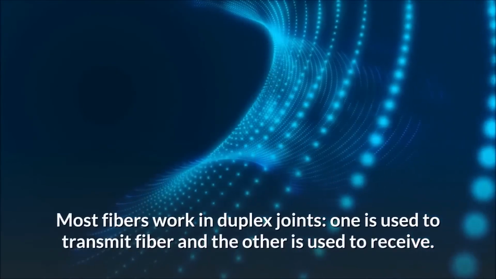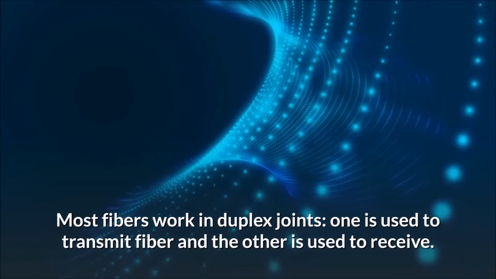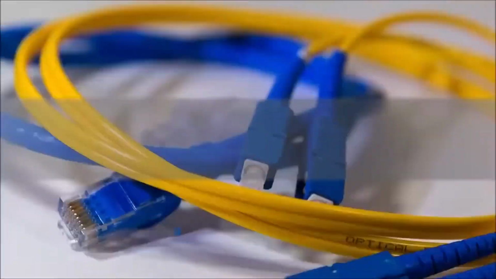Most fibers work in duplex pairs. One is used to transmit and the other is used to receive. But it is possible to send both signals in the same fiber.